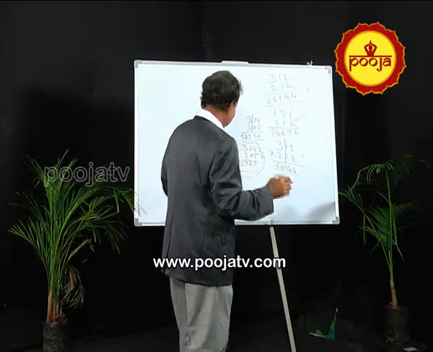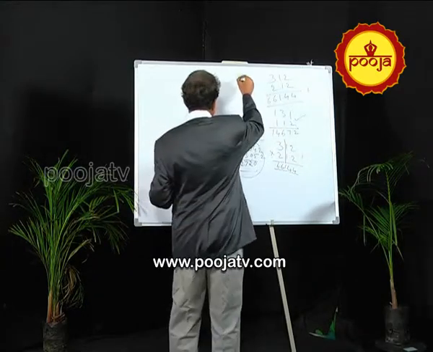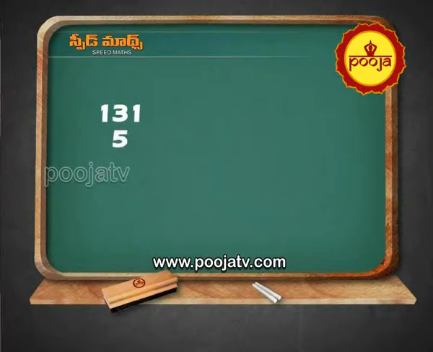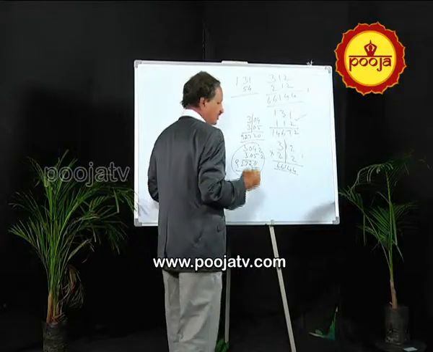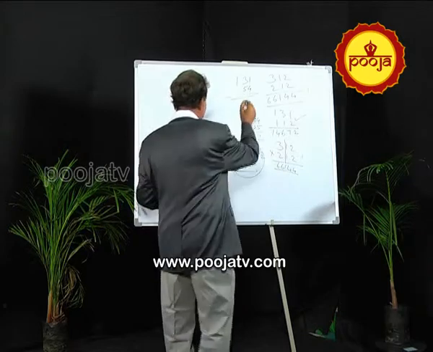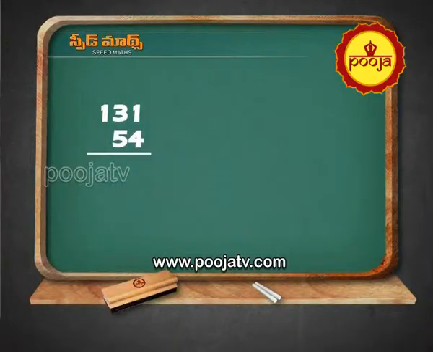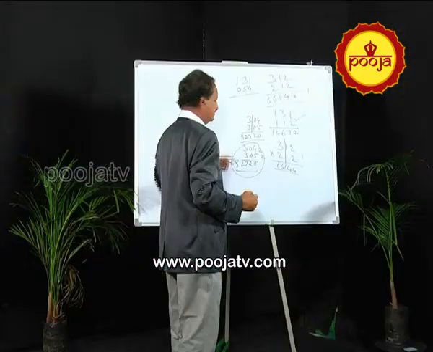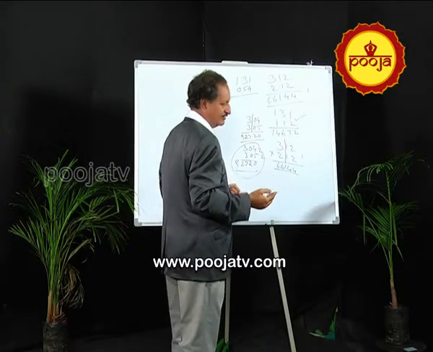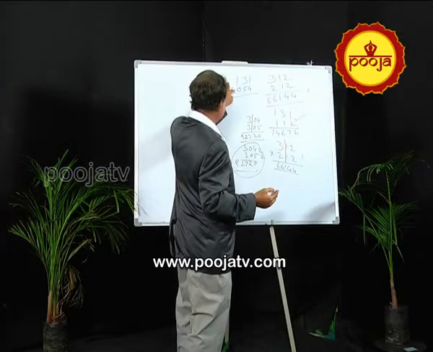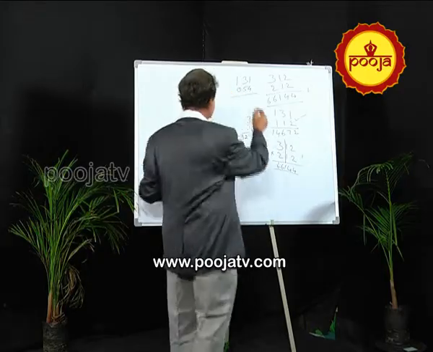But here some doubts will automatically arise. Suppose 131 into 54, how to do it? When things are like this, add 0 on the left side, because a 0 on the left side does not have any value. Now it is 3 digits into 3 digits. Go for crisscross like this.